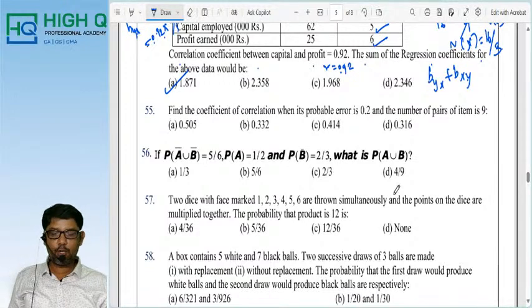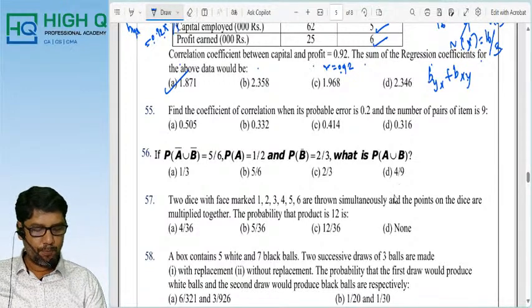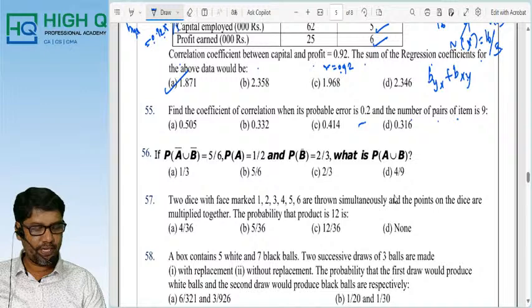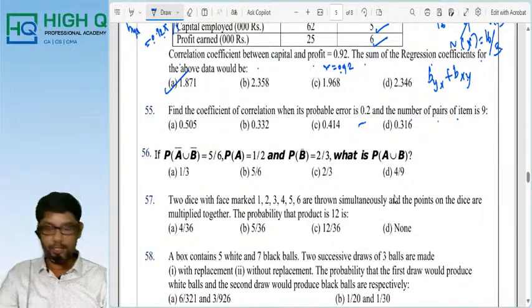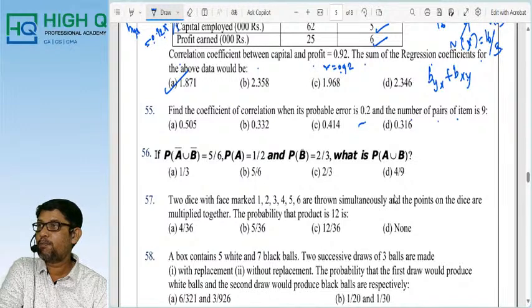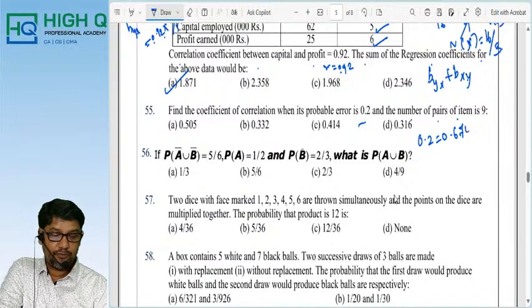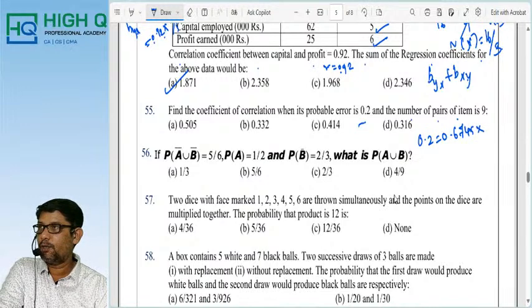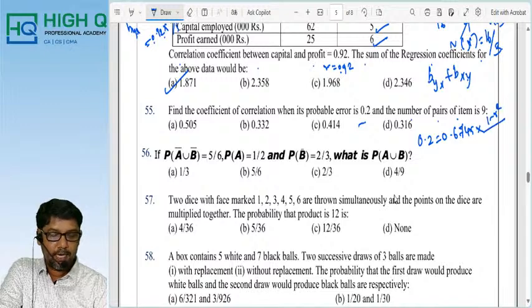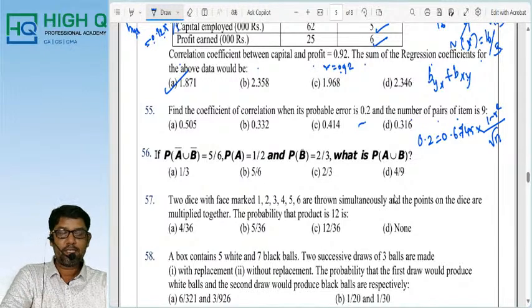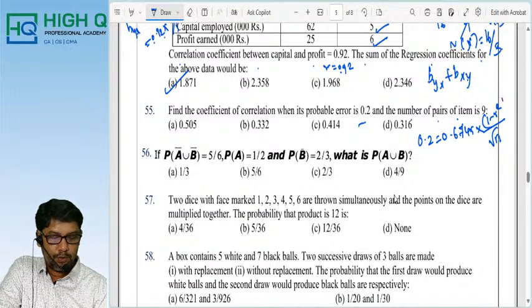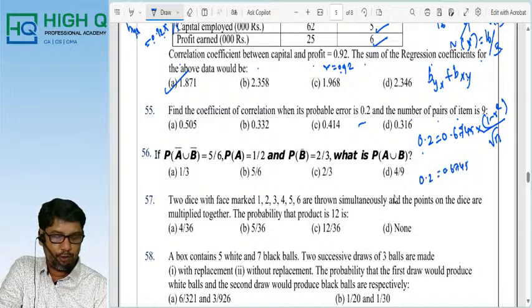Next, find the coefficient of correlation when the probable error is 0.2 and the number of pairs of items is 9. Probable error is given. Can you please tell me what is the probable error formula? 0.6745 into standard error of R. What is standard error of R? 1 minus R square divided by root 10. Can you please substitute and get the value? Keep as it is. So 0.2 is equal to 0.6745 into 1 minus R square divided by 3.